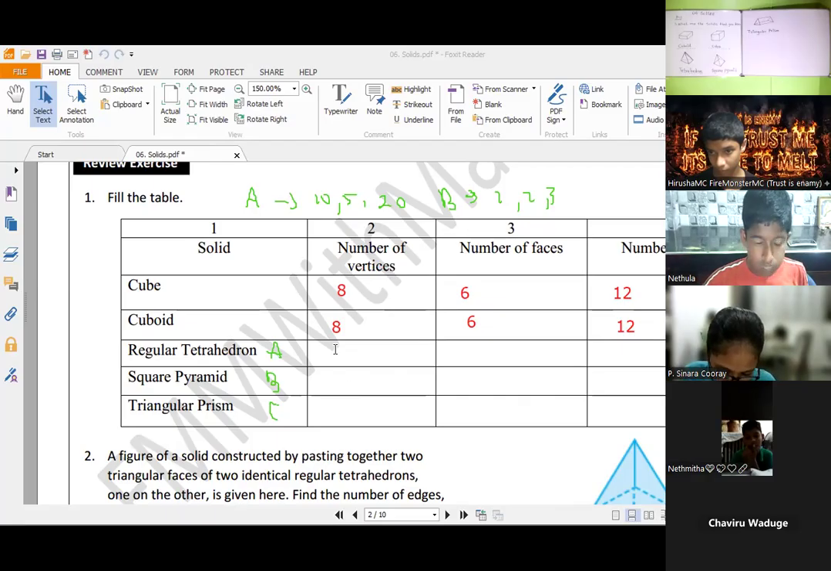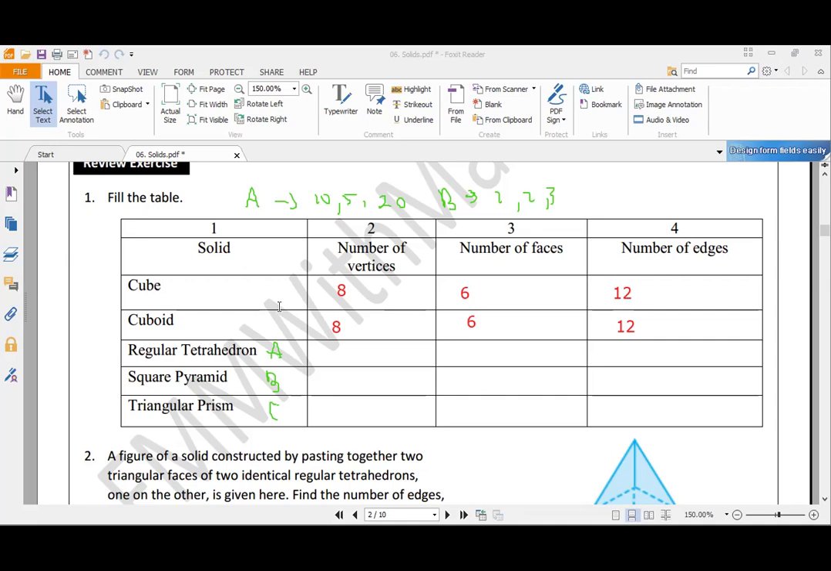Right. Okay. So I am going to fill this. So for a regular tetrahedron, the number of vertices, so your answers are perfect, is 4. Then number of faces, 4 for a regular tetrahedron. And number of edges, it is 6.